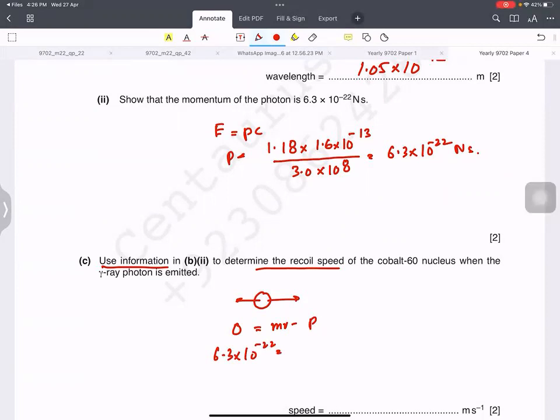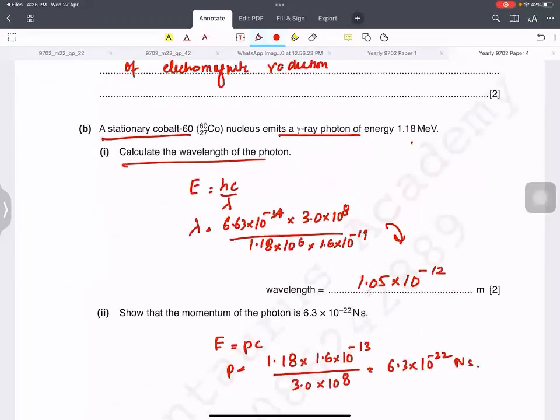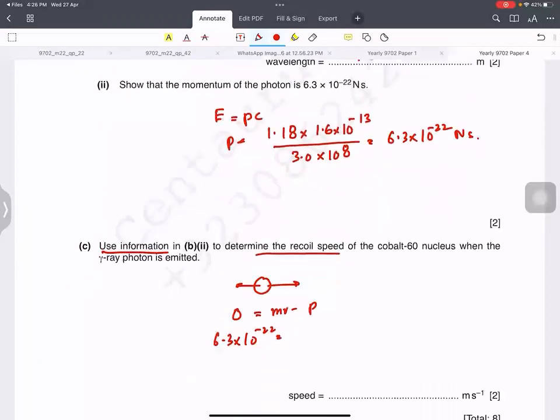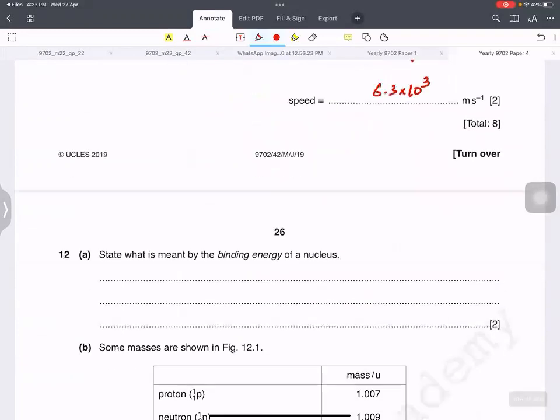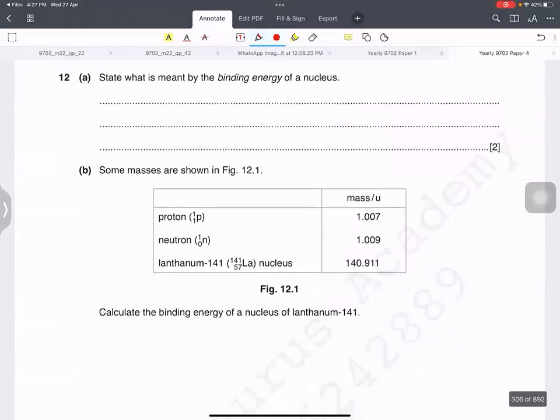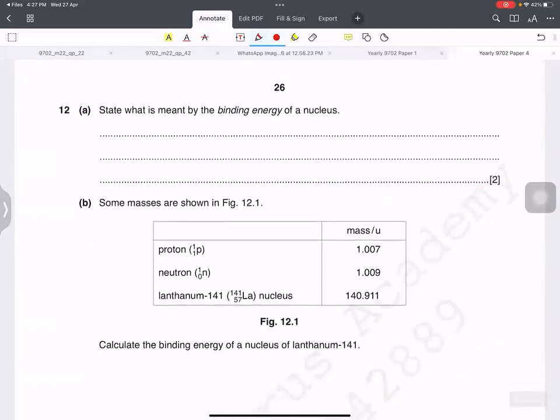Mass kya hai cobalt 60 ka? 60 times 1.66 times 10 raised to minus 27. And velocity v. So what is the velocity then? 6.3 times 10 to the minus 22 divided by that. Okay, that's cool. Okay, then state what is meant by the binding energy of a nucleus.